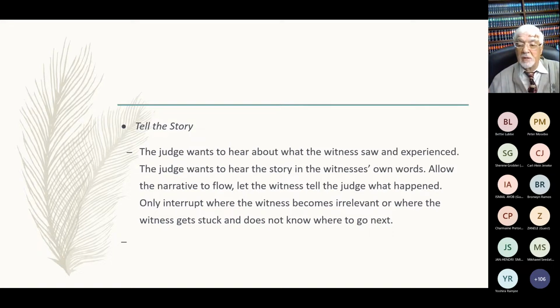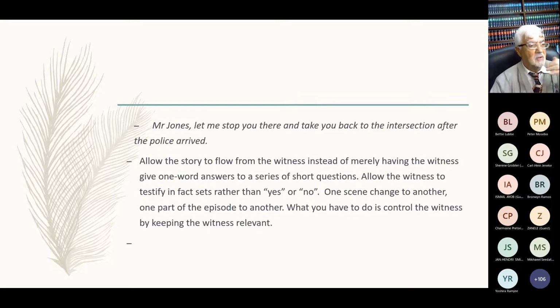You'll be controlling it. You'll say, now, Mr. Jones, let me ask you about the credit rating of the defendant. And now we're going to talk about that. So the story comes out, you maintain relevance, and you control the witness, okay?